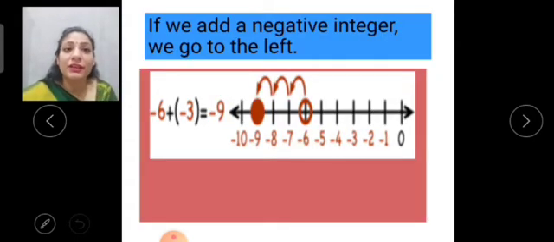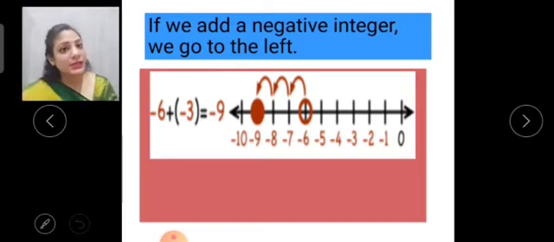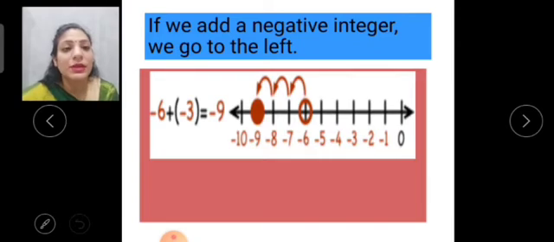Next is, if we have to add a negative integer, we go to the left. For example, here minus 6 plus minus 3. So first we will open the bracket, plus minus becomes minus. So we have to go to the left. We will start from this minus 6 and move 3 steps towards the left. So it will be minus 9.